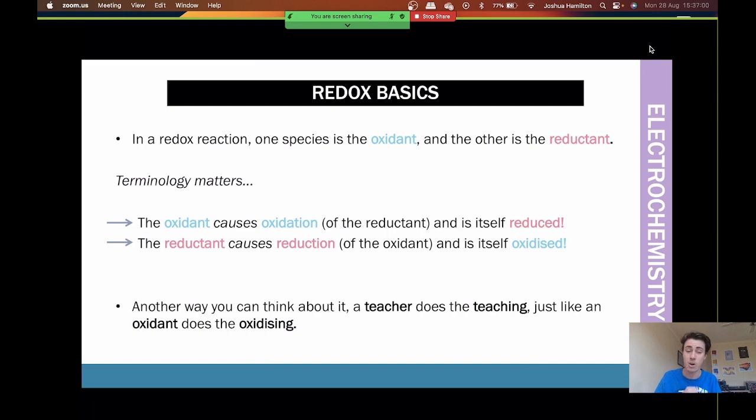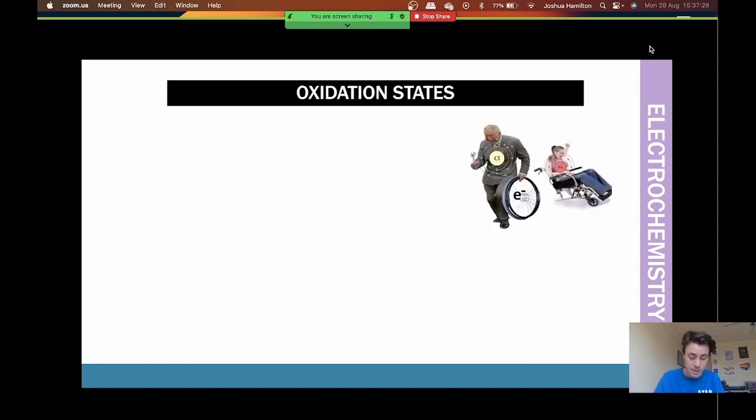So think about it as the oxidant causes the reductant to be oxidized. The oxidant goes, you need to be oxidized, and it causes this thing to be oxidized. Then this goes, you need to be reduced, so it causes the other to be reduced. It works like that, knocking on for each other, and it's a pairing. It's a bit like how the teacher does the teaching. They don't themselves get taught, they do the teaching.